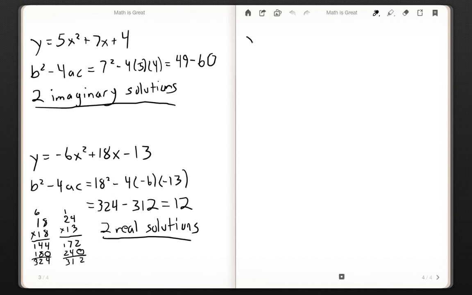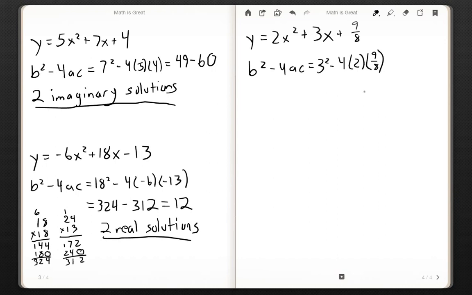Okay, now we're going to look at something that might give us something a little strange for a result. The discriminant is going to be 3 squared minus 4 times 2 times 9 over 8, which is our C. So let's see what this is. This is going to be 9 minus 4 times 2 is 8. 8 times 9 over 8 is just going to be 9, because the times 8 and the divide by 8 will cancel out. So we have 9 minus 9, which is 0. Now, we haven't seen that yet.